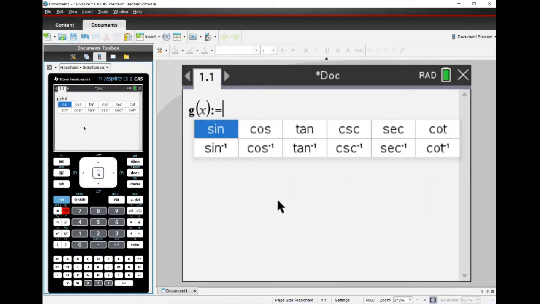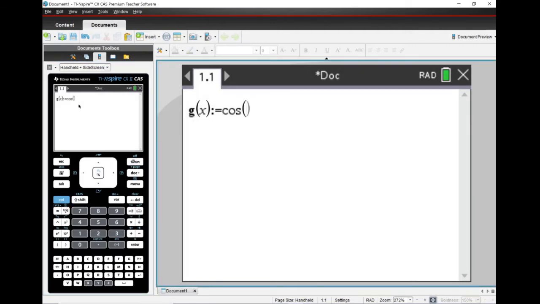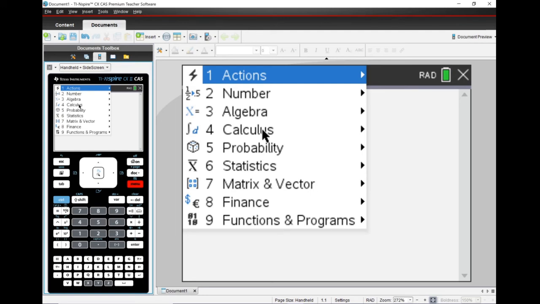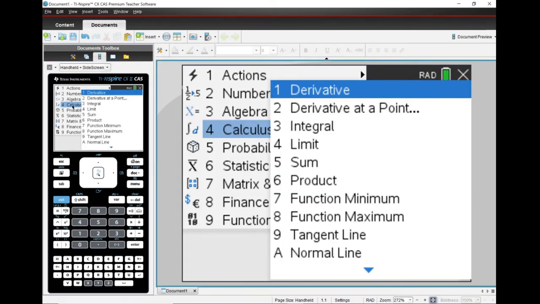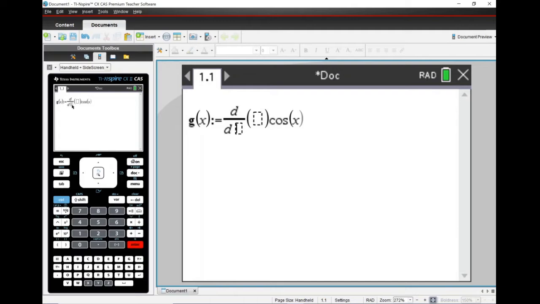That's the button to actually get a trig function. For various reasons, sometimes when I try to type it in with the keys at the bottom, COS for cosine, it doesn't always pop up as the trig function. I highly recommend using the button. I did forget, though, that what I was trying to do was take the derivative. So I'm going to go back, edit my line. On the menu button, I take calculus and derivative here, not just derivative at a point.